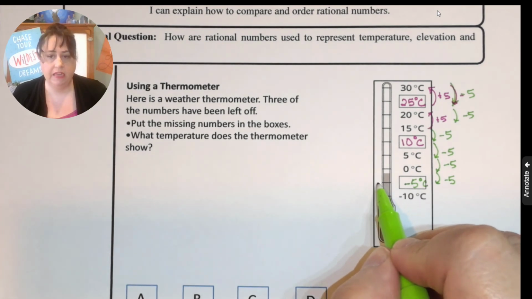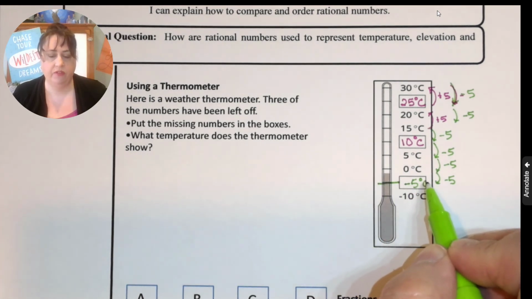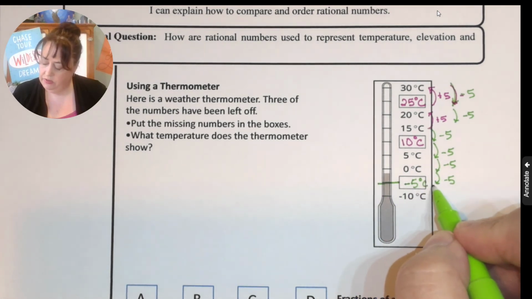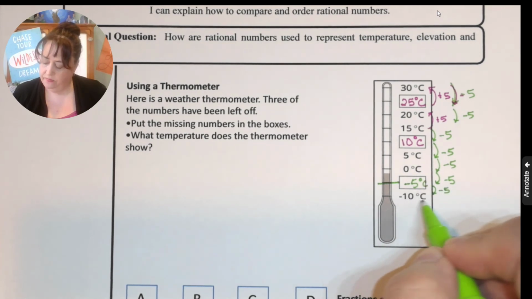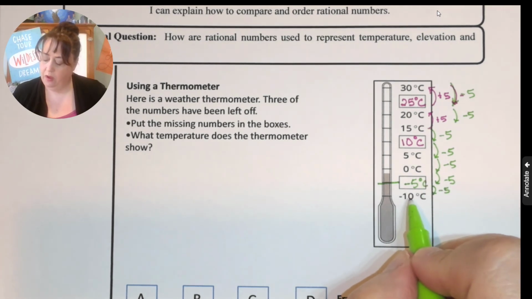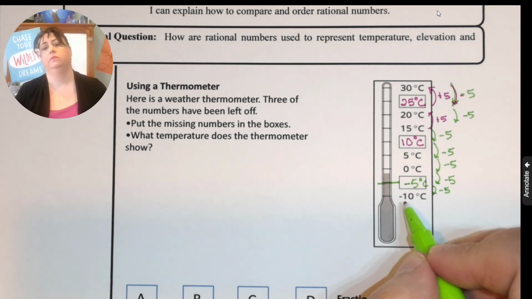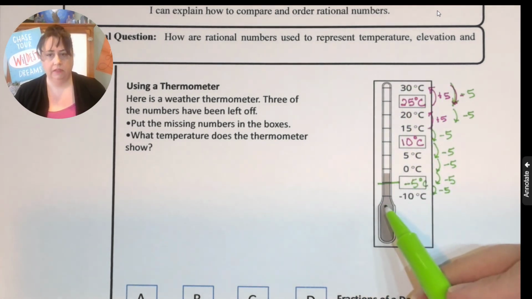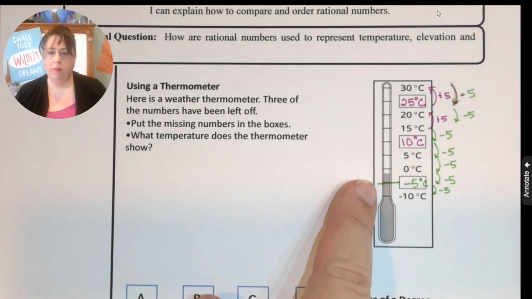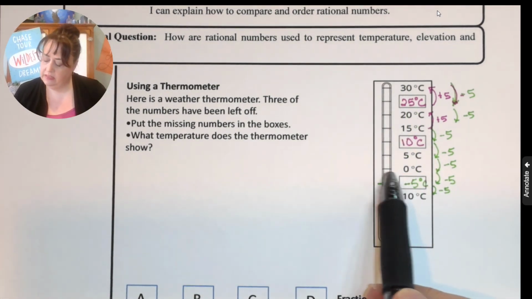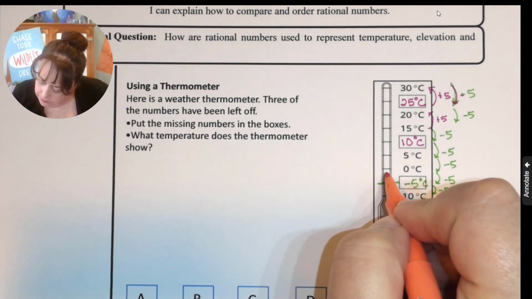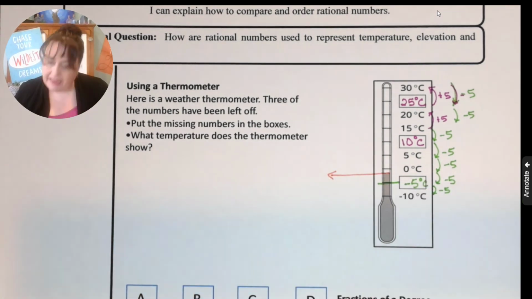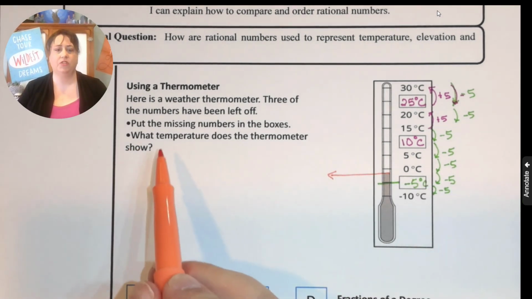So that means that this line right here is negative 5 degrees Celsius. And if we subtracted another 5, we'd go there. Or if we added 5 to negative 10. So you can see that we finished completing that. What we want to know is, what do you think this temperature right here is at? That's this question right here.